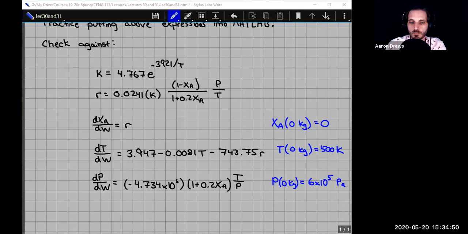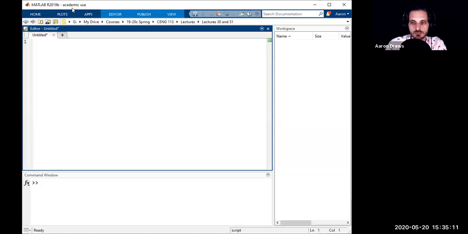So let's switch this over. I'm going to switch over to MATLAB and we're going to enter these expressions into ODE45. And then we're going to solve them in an attempt to finally answer the question, how much conversion can we possibly get out of this system? So let's go ahead and switch over. And so let's go ahead and get started here.